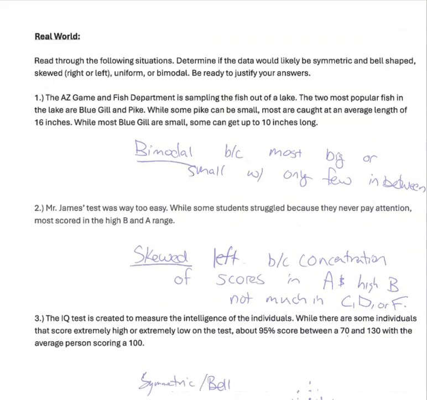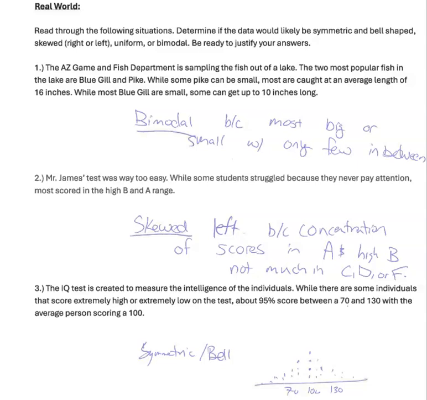The next thing we talked about were situations where, if you collected data and put it into a dot plot or anything, how would the data be distributed? So the first one says Arizona Game and Fish is sampling fish out of a lake. The two most popular fish in there are bluegill, which are small, and pike, which are big. While some pike can be small, most are caught at an average length of 16 inches, rather big.